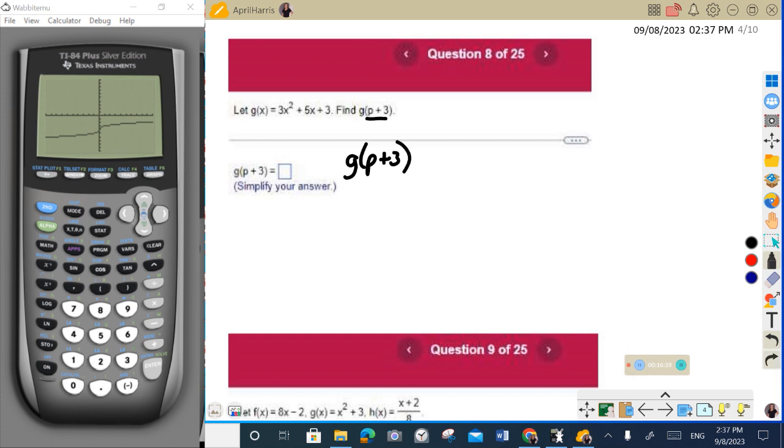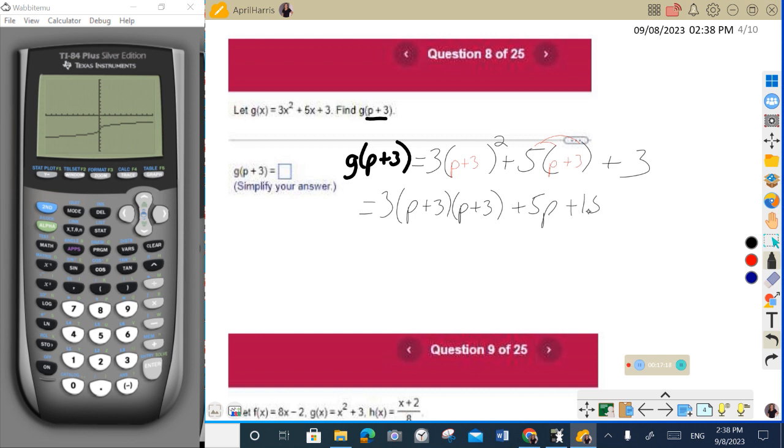so everywhere there's an x, I'm going to put parentheses. So I have 3 parentheses squared plus 5 parentheses plus 3. And instead of x, I'm putting in p plus 3. Now, to square a binomial, you don't just square each term. You have to multiply it times itself. So you're going to need to write it out. So this is 3 times p plus 3 times another p plus 3. All right. If you want to go ahead and distribute the 5 over here, you can. That gives me 5p plus 15 plus 3.